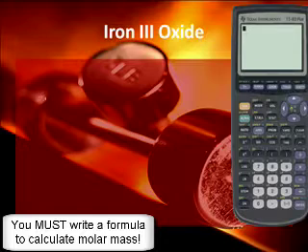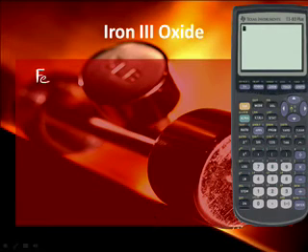So iron. What's the symbol for iron? Fe. Okay. Iron 3. That means there's 3 irons, right? No! Not 3 irons. It's the charge. Oh, that's right. The charge is positive 3. Remember that? Yes, I do.